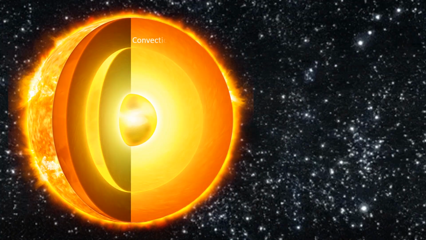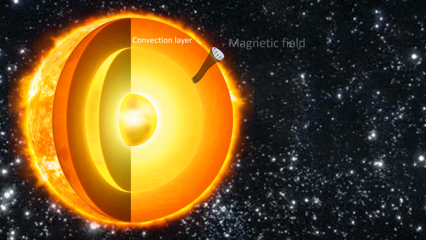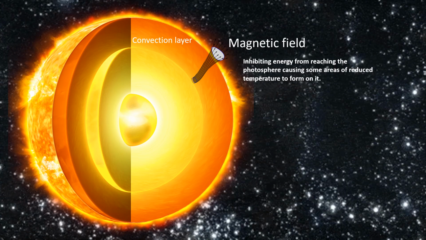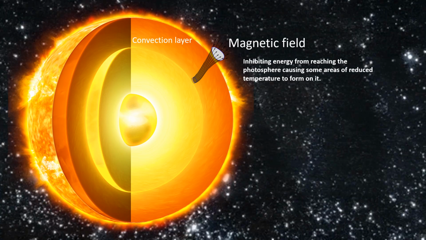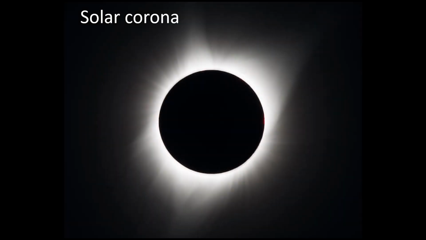The leading theory about their formation is that they are caused by magnetic fields forming inside of the sun's convection zone, which limit energy transfer to the photosphere, causing dark spots to appear on it. Above the sun's photosphere, there is a layer of plasma extending for millions of kilometers. It is known as the sun's corona, which can be seen during a total solar eclipse. The sun's corona is much hotter than the photosphere. Its temperature exceeds 1 million degrees Celsius.